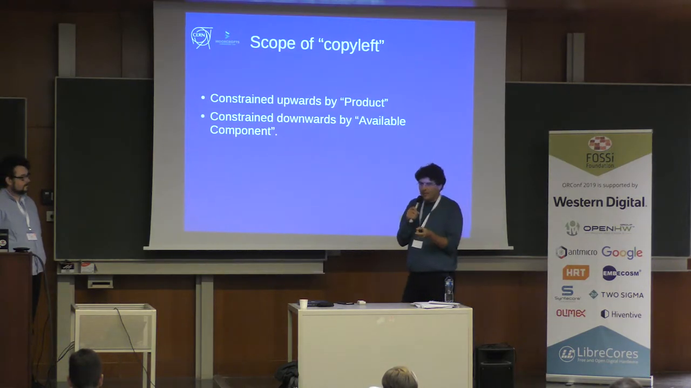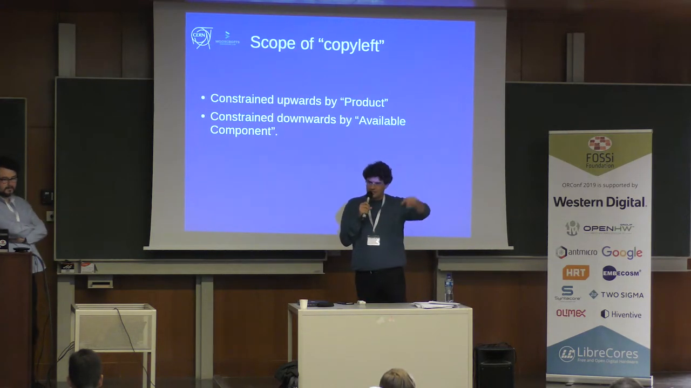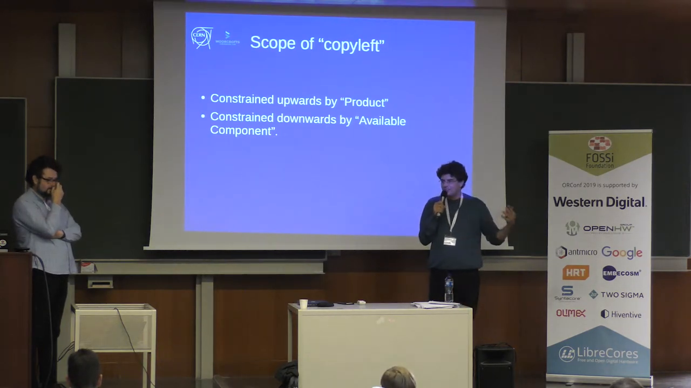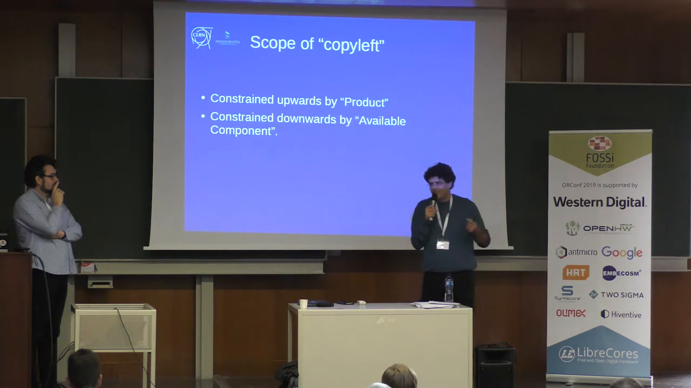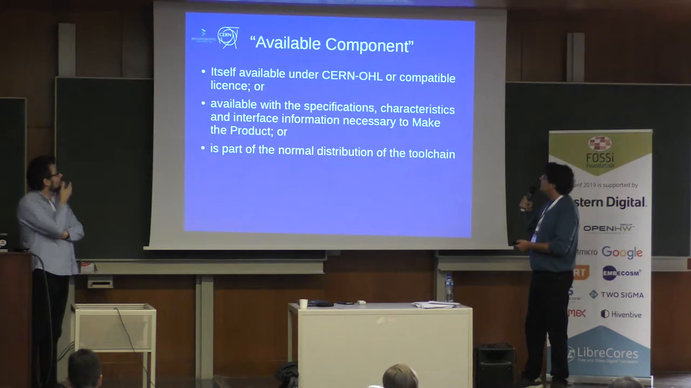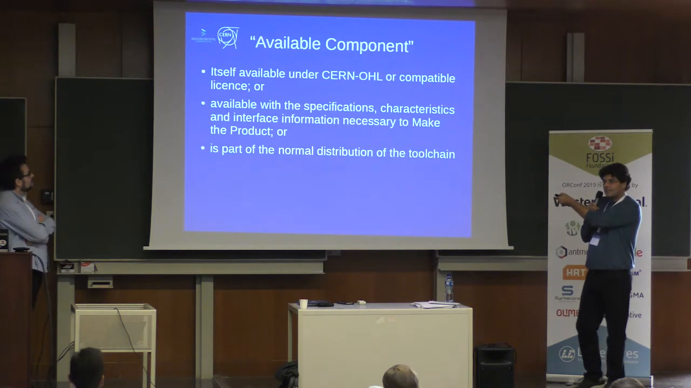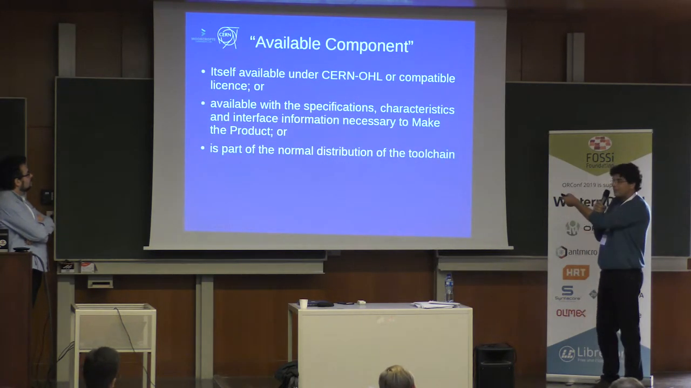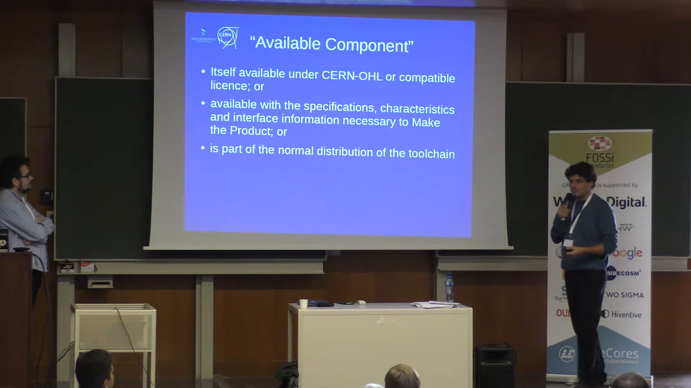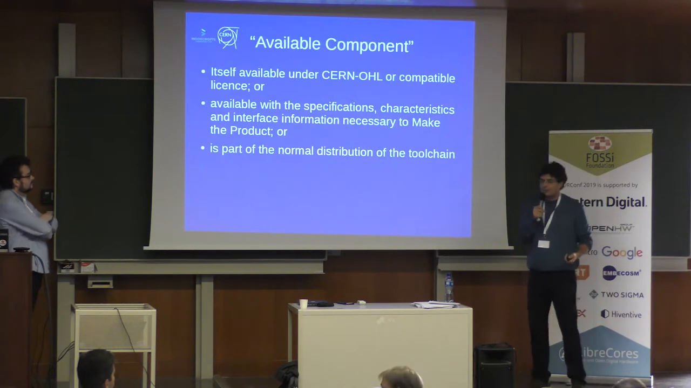But again, for analyzing any question, you have to take a step back and say, what is my design and what is my product? If your design is the complete chip made of chiplets, then those chiplets will be available components if they satisfy one of the three conditions. Either the chiplets themselves are released under the license, under the CERN OHL, or you can buy them, so they are available, or they are part of a normal distribution, which in this case wouldn't be the case probably. But probably the second one: if you can buy them off somebody, then they would qualify as available components.